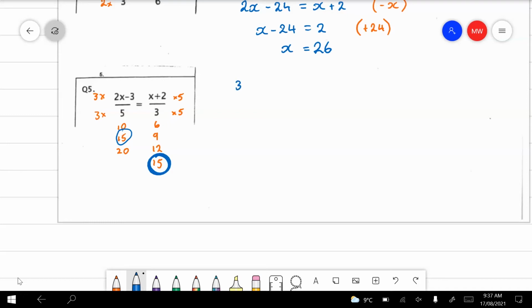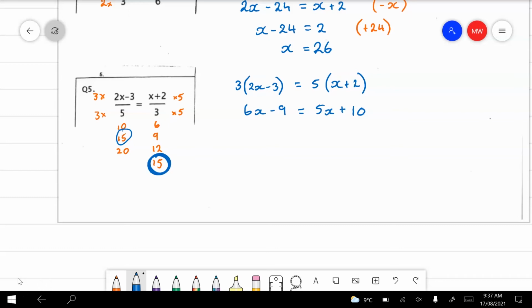But what we'll have left here is 3 times 2x minus 3. And on this side, 5 times x plus 2. We'll expand that out, so we'll have 6x minus 9, and that will equal 5x plus 10. It's supposed to be a plus sign there. We'll just go back and fix that up.